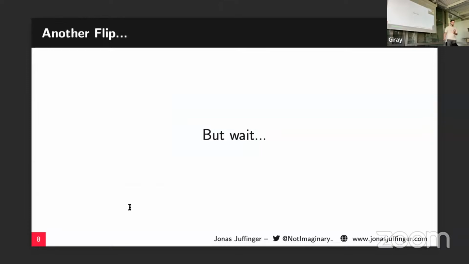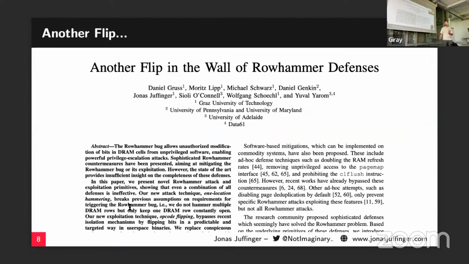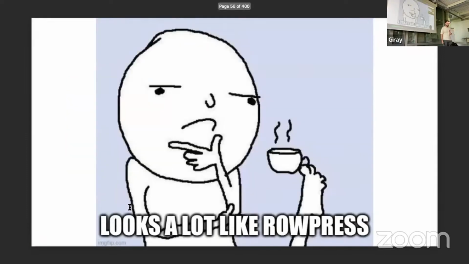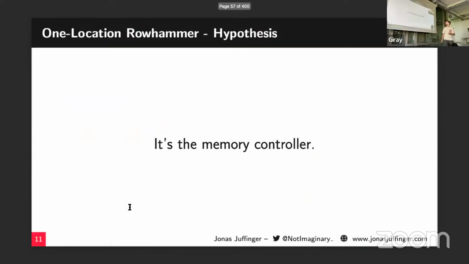But wait, there was a paper in 2018, "Another Flip in the Wall of RowHammer Defenses." What we found here is that when we access a single row very often, not like RowPress, our goal wasn't to keep it open, but to access it again and again. So we access the same offset again and again. And then we also see bit flips. This was really unexpected at the time. But it looks a lot like RowPress. It was 5 years prior. So what's going on here?